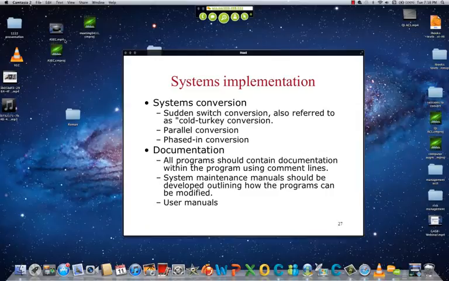Another idea is parallel conversion. As it says, you run two systems in parallel, the old one and the new one. While you still use the old one, you start using the new system. So what do you think? What are the advantages? What are the disadvantages? You have the old system which you have been using up to date. Now you have developed a new system, and you use them simultaneously.